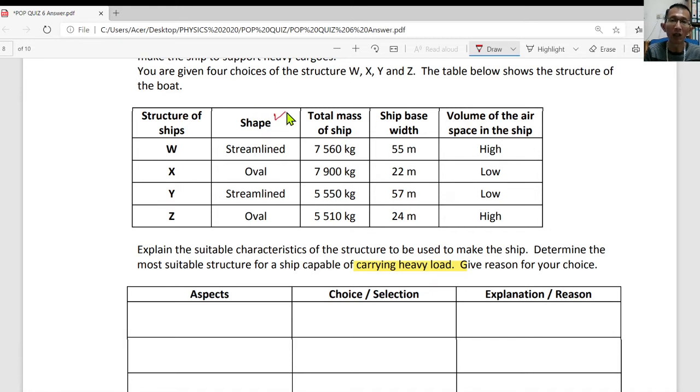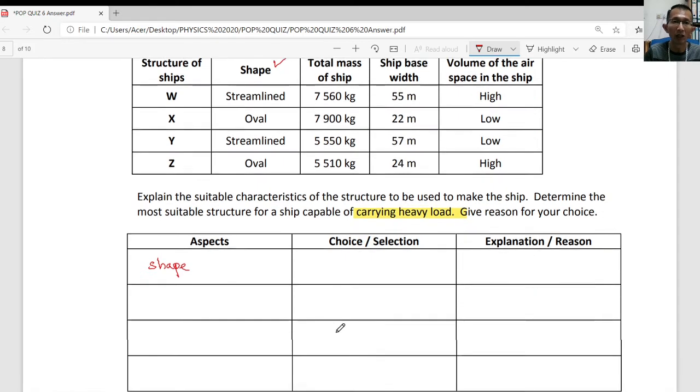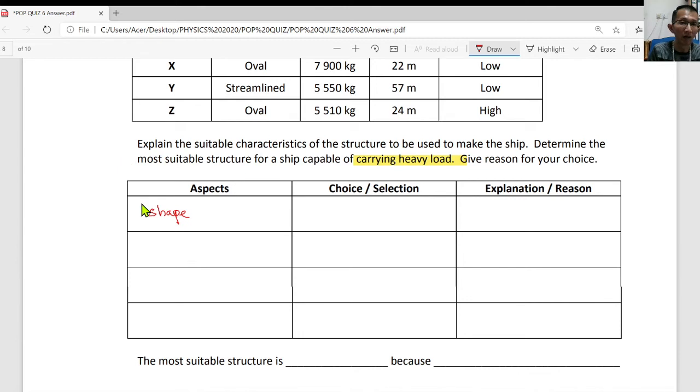I have shape, and then the total mass of the ship, base width, and then the volume of the air space in the ship. So just copy it down here into our aspect column. So I have the shape. Next, I have total mass of the ship, and then next I have the ship base width, and lastly is the volume of airspace in the ship.